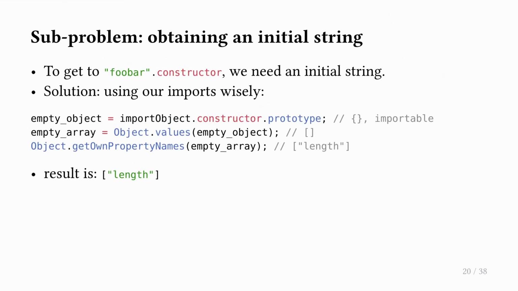Turns out this is quite easy to solve. I did it in these three steps. There might be another route as well. But what we can do is import constructor.prototype, which is a different way to refer to the Object prototype. So it's basically just an empty object, the prototypical object. We can then call Object.values on that, giving us an empty array, because it has no enumerable properties. We can then call getOwnPropertyNames on that array, giving us just one property, because the empty array only has one property, which is length.